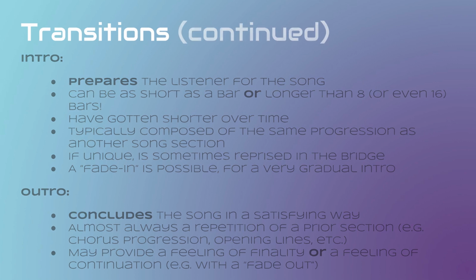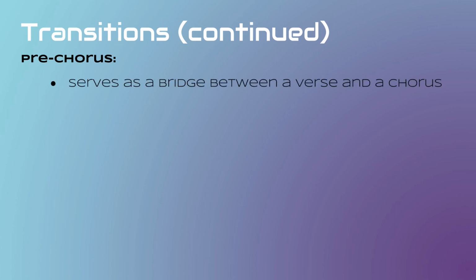The third and final transitional section I want to discuss with you is definitely optional, but can be quite useful and powerful, and that is the pre-chorus. As the name implies, a pre-chorus effectively serves as a bridge of sorts between a verse and a chorus, creating a more natural and satisfying flow between what are usually distinct and quite different song sections.